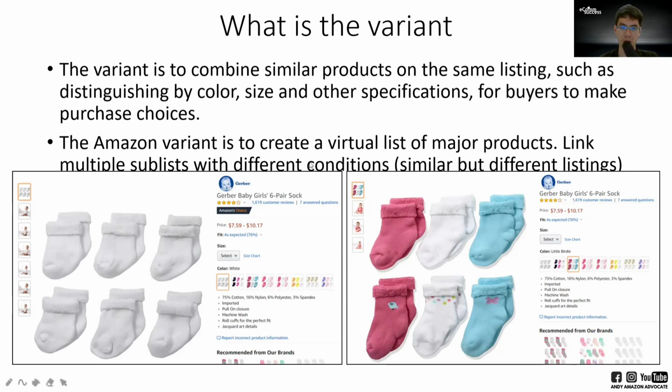All right. So this is a picture to show you what exactly is variance. You can see that all of these are different colors. Now, before I continue, I just want to let you know that each variance will have its own ASIN, its own SKU, and its own listing. So when we do variation, it means that we combine different listings that are different color, size, and material into one listing so that your buyer can choose over here which color they want, which size they want.